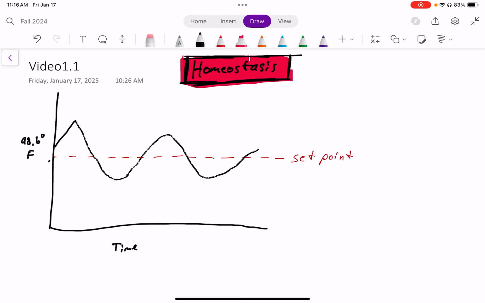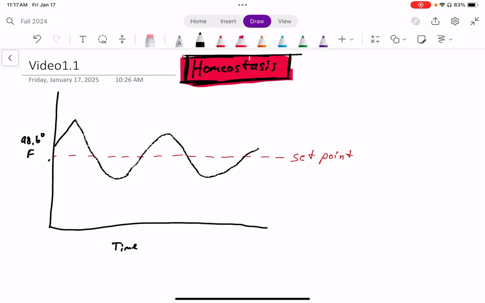And this happens everywhere in the body. It happens with blood pressure, blood pH, blood glucose levels, oxygen levels. And it's really just that homeostasis is the body's attempt to keep the body stable and consistent no matter what changes are happening outside.